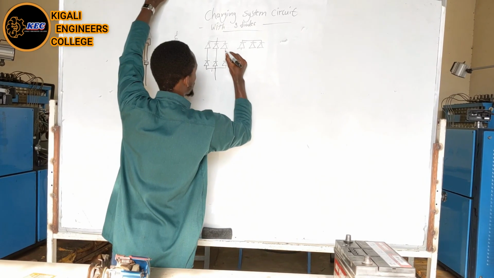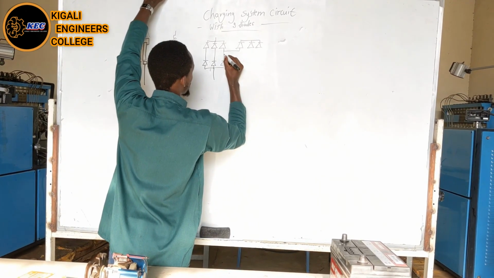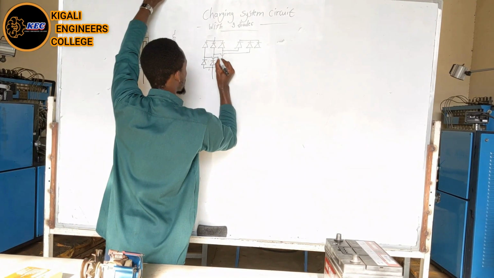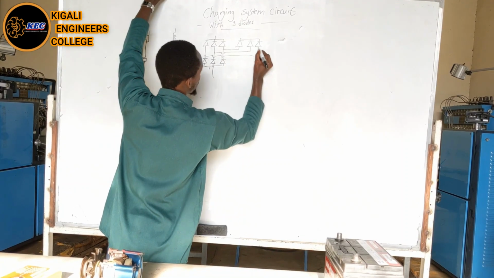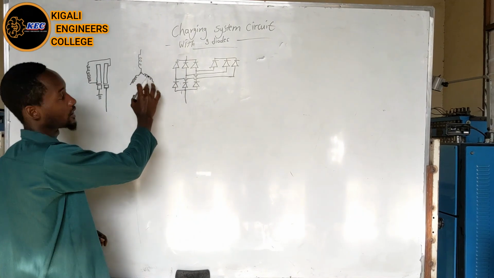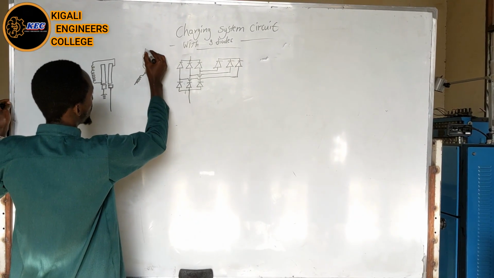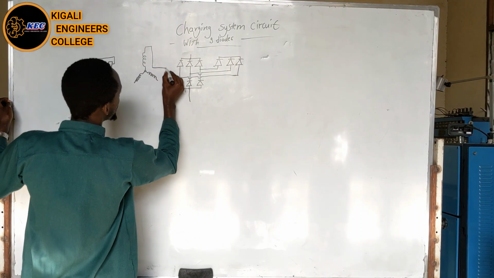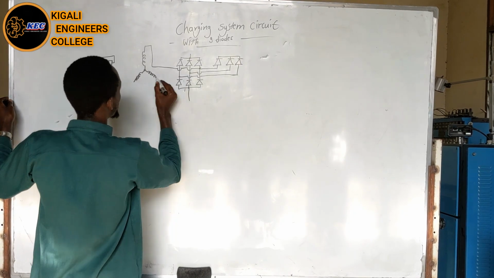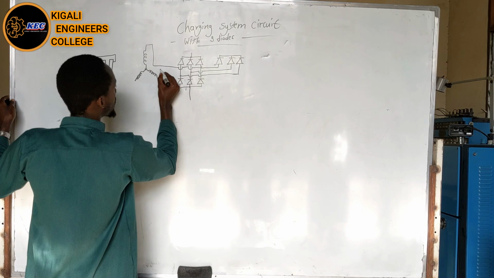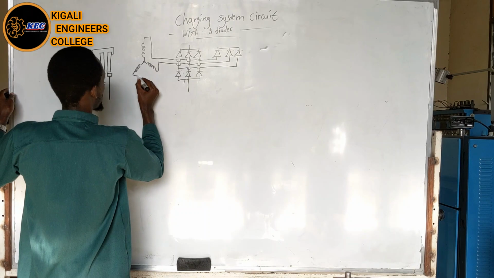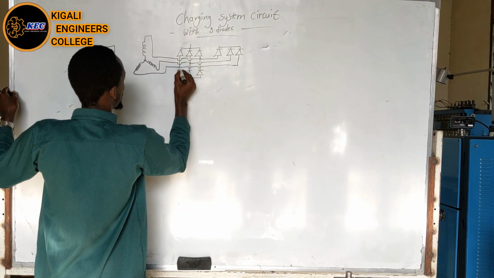Let's connect to those power diodes, and the other wire connects to the excitation diode. Let's connect this stator winding to the power diodes. The first one going to the first one, connect it. The second one going and connecting to this one, and the third one connect.